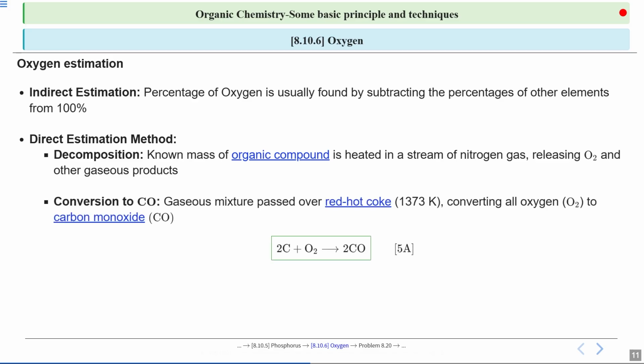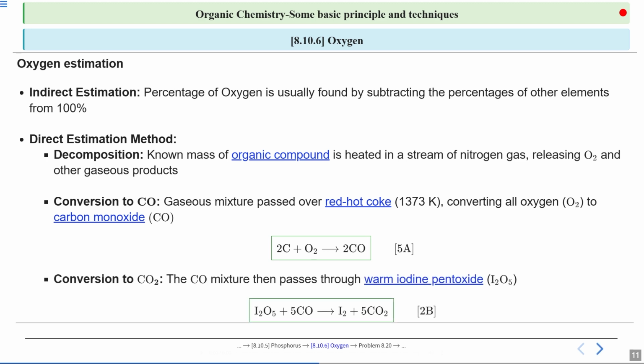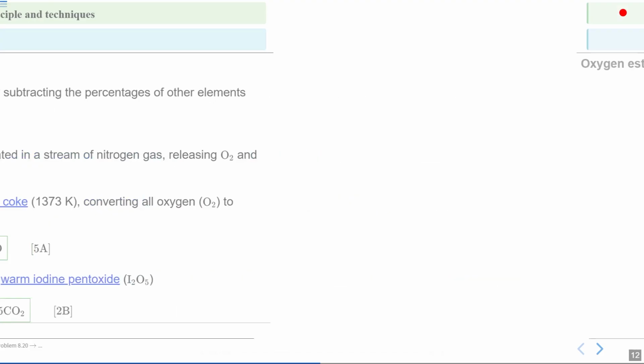Next, the gaseous mixture is passed over red hot coke at a high temperature of 1373 Kelvin. This converts all the oxygen into carbon monoxide, represented by equation 5a. Finally, the carbon monoxide mixture is passed through warm iodine pentoxide. This converts the carbon monoxide into carbon dioxide. The iodine pentoxide facilitates the conversion. This step is crucial for accurately measuring the oxygen content.